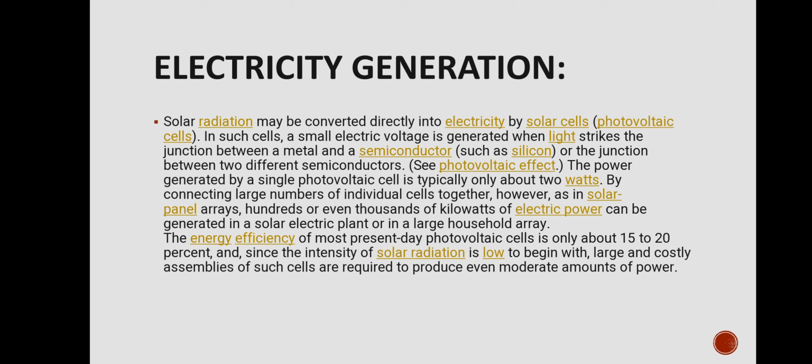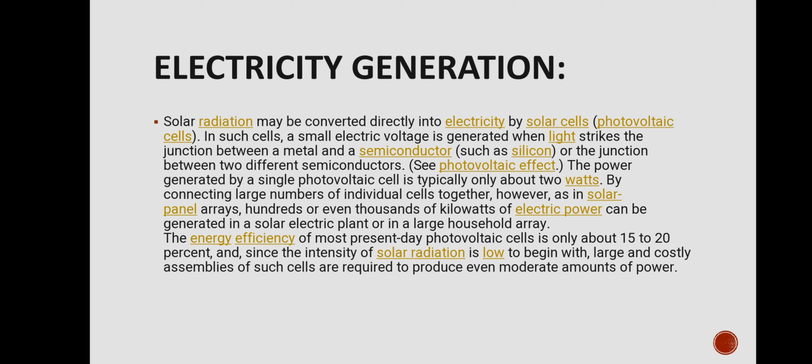Electricity generation. Solar radiation may be converted directly into electricity by solar cells, photovoltaic cells. In such cells, a small electric voltage is generated when light strikes the junction between a metal and a semiconductor such as silicon, or the junction between two different semiconductors.